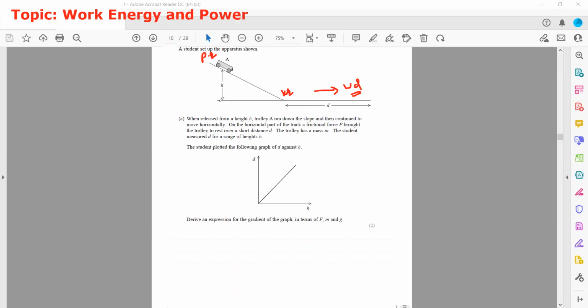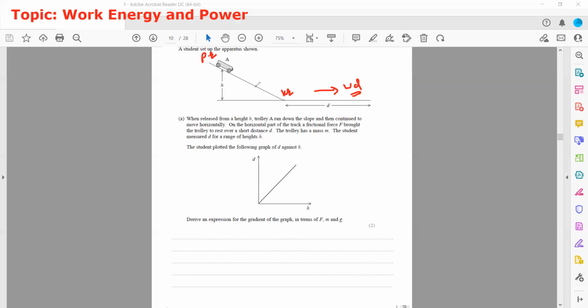So in the question, when released from a height h, a trolley ran down the slope and then continued to move horizontally. On the horizontal part of a track, the friction F brought the trolley to rest after a short distance d. The trolley has a mass m and the student measured the distance d as a range of height, like he's changing the height. So the distance is also changing.